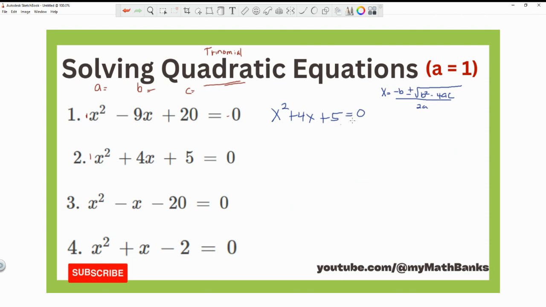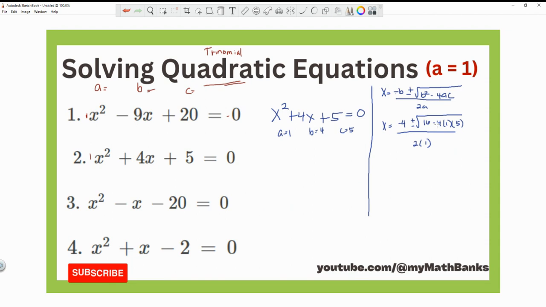All right, so now let's substitute. For this one, your A is equal to 1, your B is 4, and your C is equal to 5, okay? So I'm going to substitute from this one here. It says x equals negative b. So whatever is my b, opposite of that. So that's going to be negative 4 plus or minus square root of b squared. Well, 4 squared is 16 minus 4 times 1 times 5. Okay, and this will be all over 2 times 1.